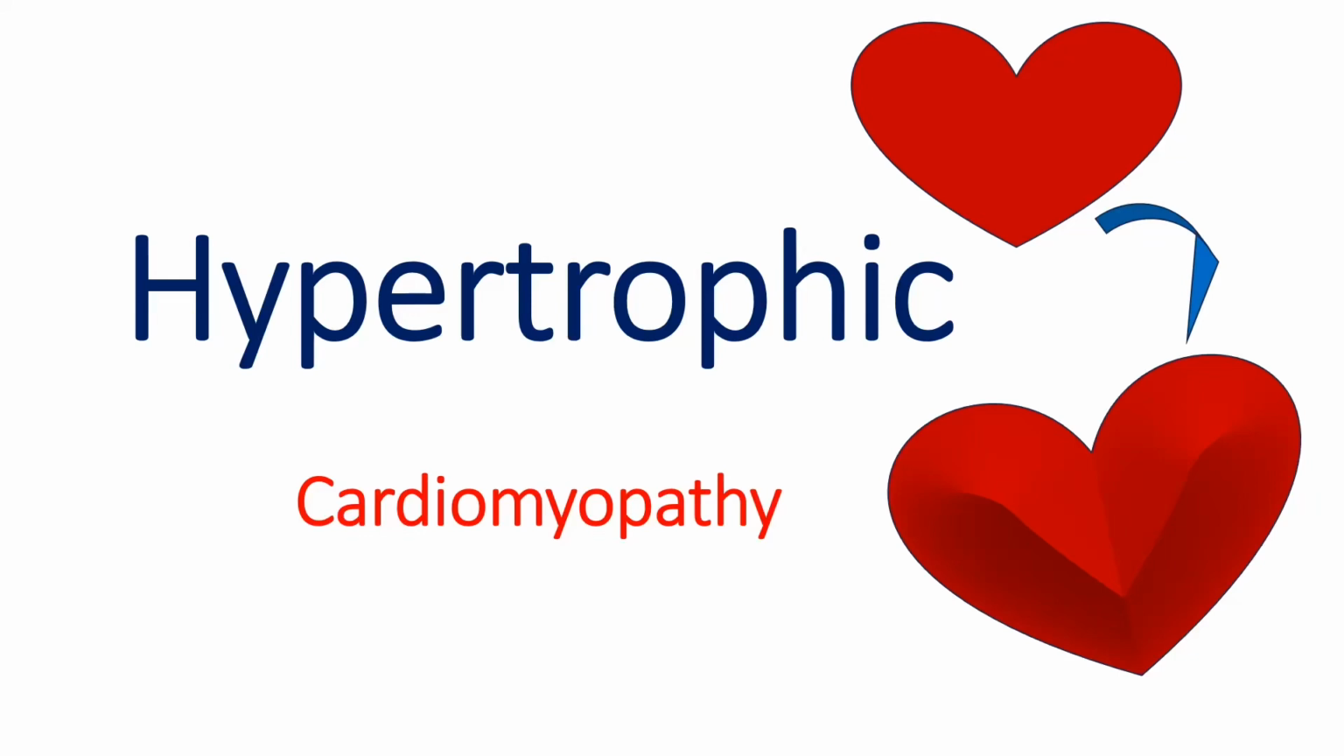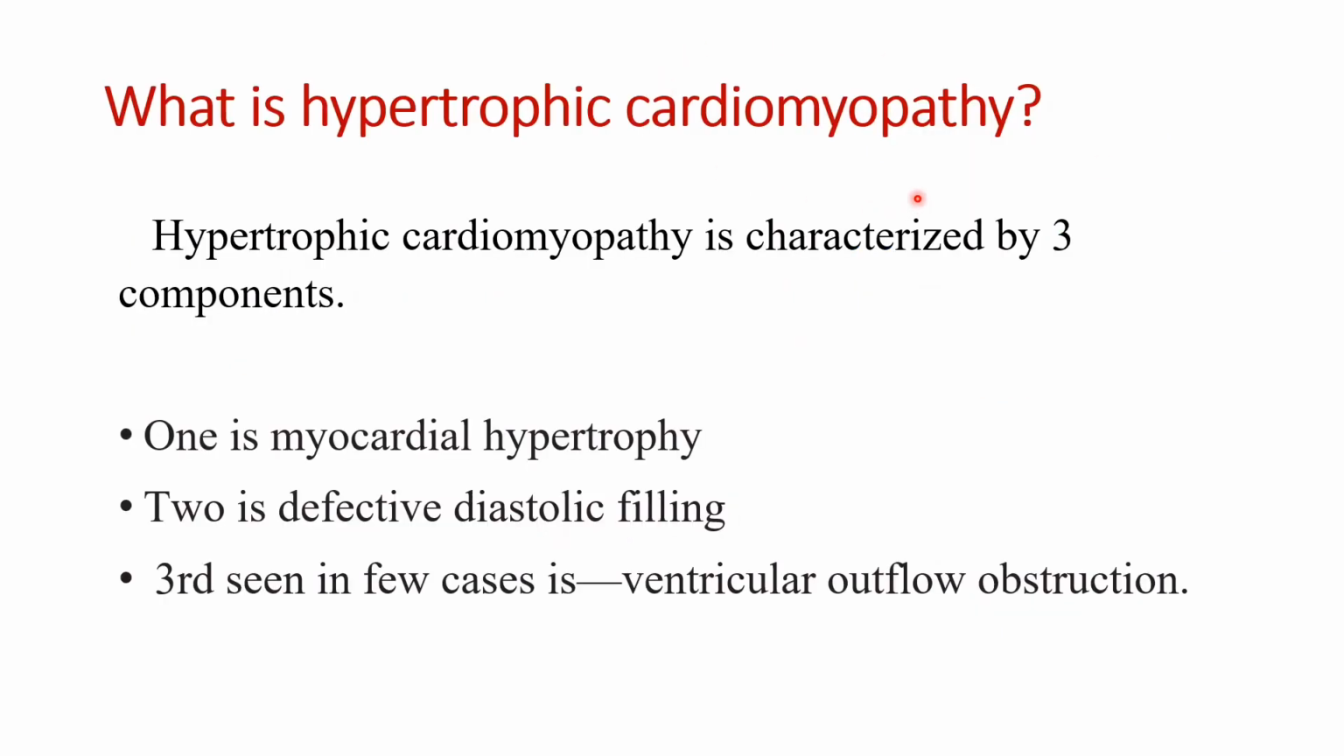Today, we will be discussing this topic called hypertrophic cardiomyopathy. In the previous class, we had discussed the types of cardiomyopathy and more in depth about dilated cardiomyopathy. Today, we will talk about hypertrophic cardiomyopathy because this is a very important topic. It is one of the reasons for sudden death, especially in athletes who are less than 35 years of age. So, what is hypertrophic cardiomyopathy?